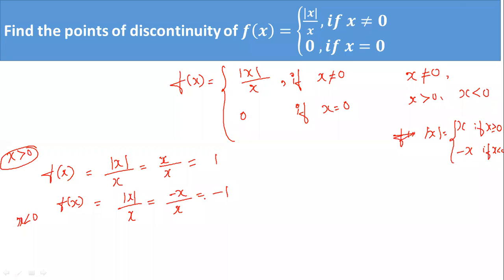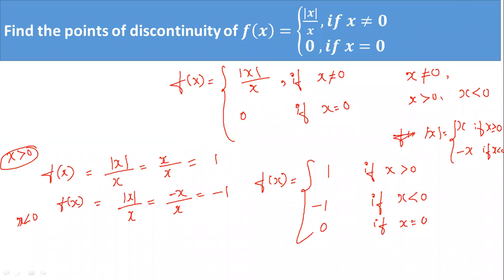Okay, so if x is greater than 0, f of x is 1. If x is less than 0, f of x is minus 1. So now your function can be written as f of x is equal to 1 if x is greater than 0, minus 1 if x is less than 0, and 0 if x is equal to 0. Can I write it in this way? The same function, can I write it in this way, students? Are you understanding why I have written it in this form?